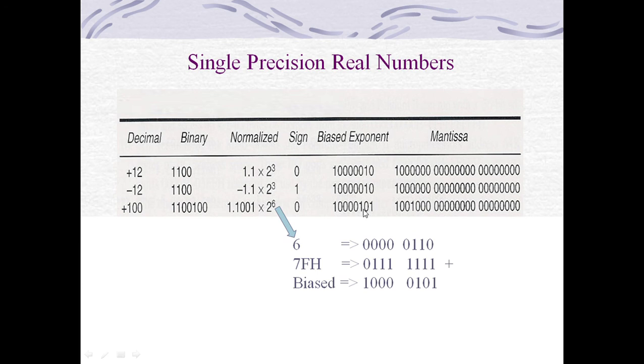So we have just calculated the 8-bit biased exponent for the 32-bit real number. And then we get the mantissa here, which is 1001. So 1001 is written here, and the rest of the bits of the 23-bit mantissa are just filled with zeros. So this 32-bit data is representing plus 100. When we store this value in the computer memory, this actually represents the real number plus 100.